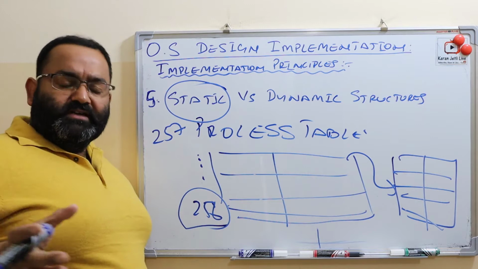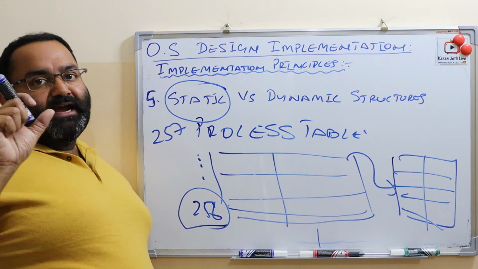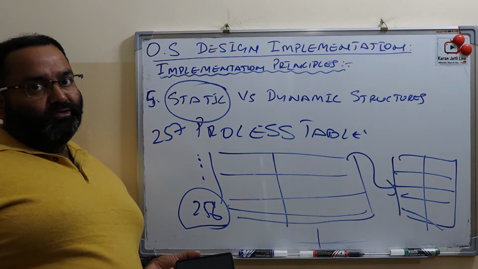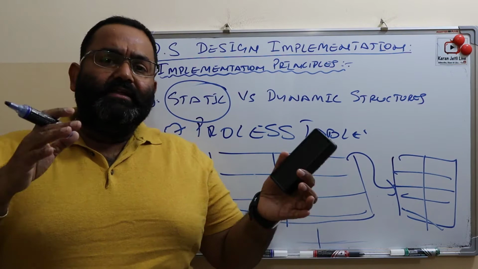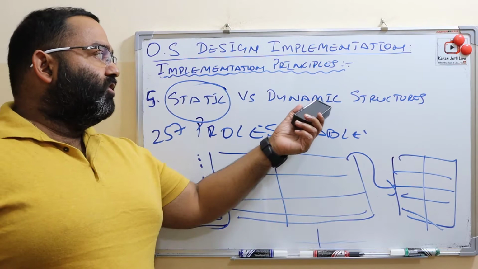So here, the designers have to make a decision. Static is easy to implement and maintain. Dynamic is more flexible. So what type of structures do they want to use, static tables or dynamic linked lists? Okay. And guys, in this approach, there is one compromise approach also. So which do you want to use, static or dynamic?